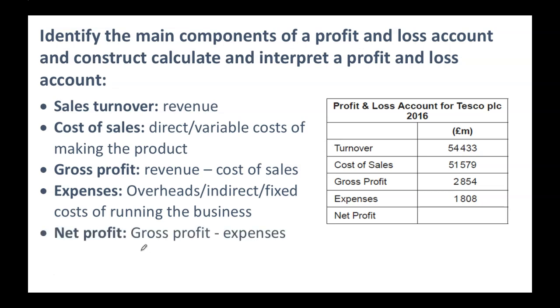Net profit is gross profit minus those expenses. So that's how you get that figure there. And that is still in the millions. So there's 6 zeros to go after that figure, which takes it to over £1 billion by my calculation.